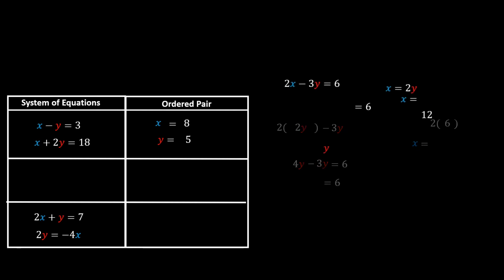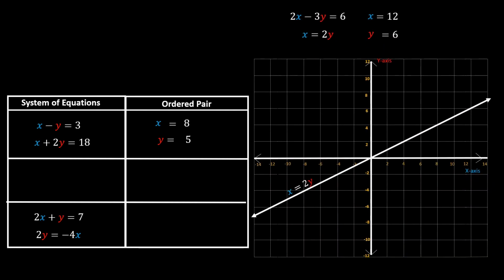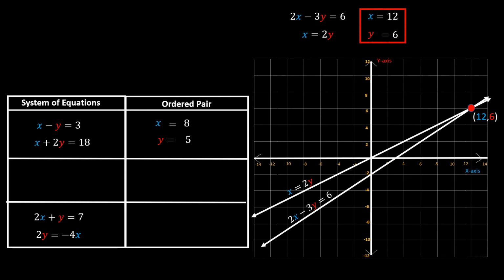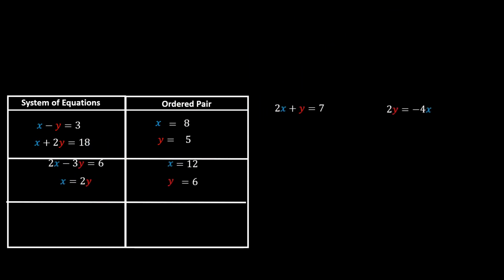So now that we have the values for x and y, if we graph the equations, we can see that the point of intersection happens at (12, 6). Exactly the values we solved for. Finally, let's look at the third system of equations. So let's focus on the first equation and solve for y.